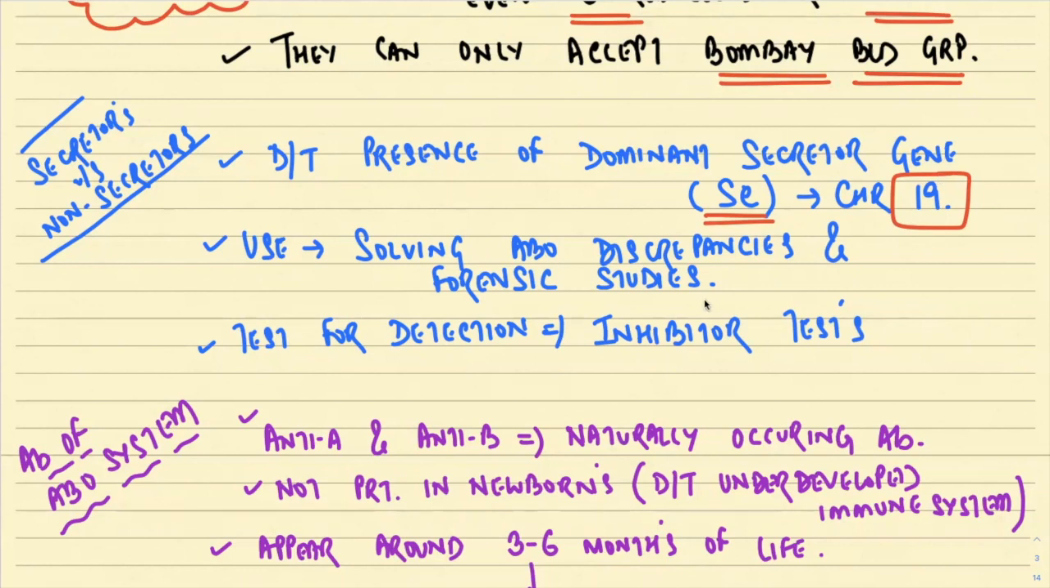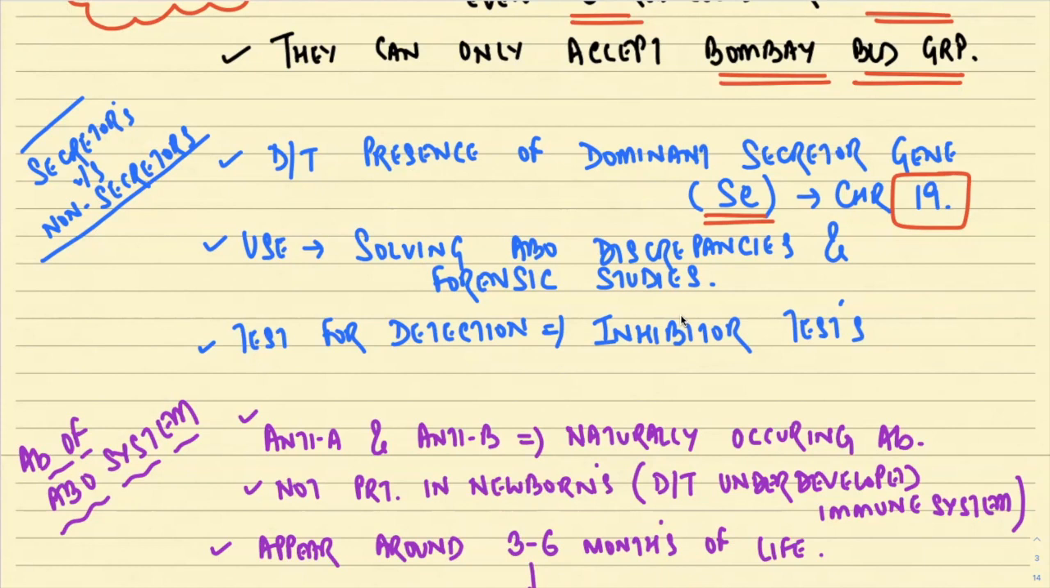Now, what is the use of this secretor, non-secretor? Why do we want to do blood grouping from a saliva sample or from a semen sample? In case of discrepancy, for example, in blood you are getting some discrepancy in forward or reverse grouping, to solve the discrepancy you take the other sample and then you do it.